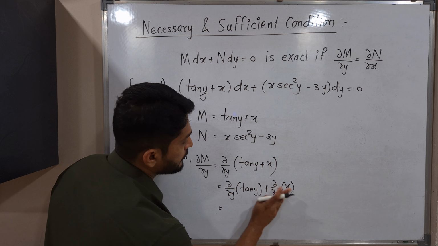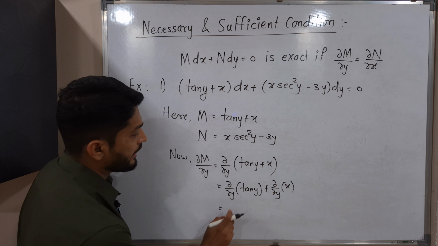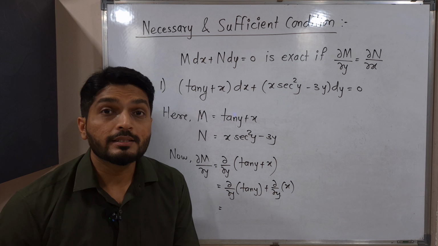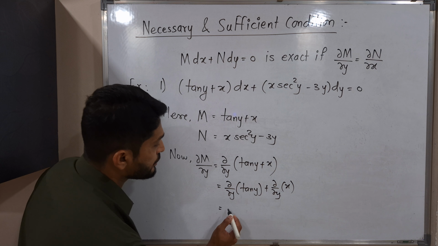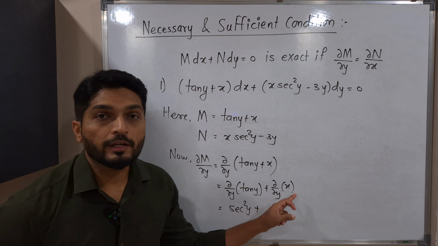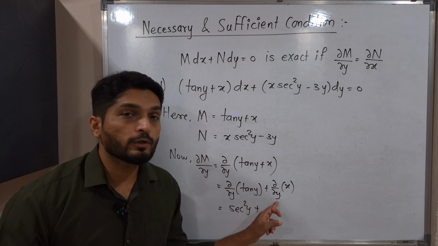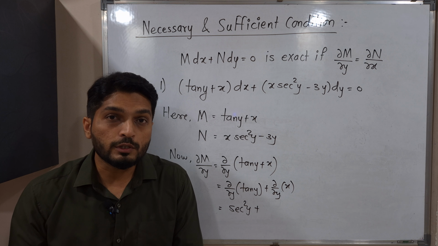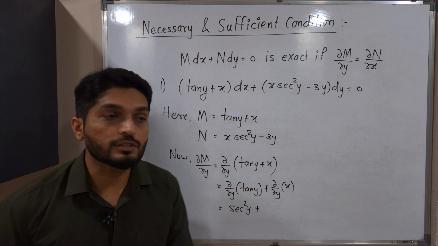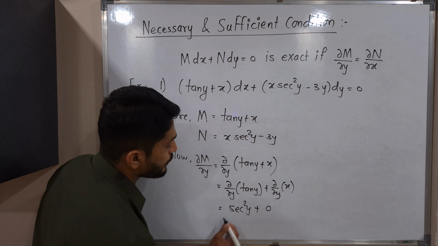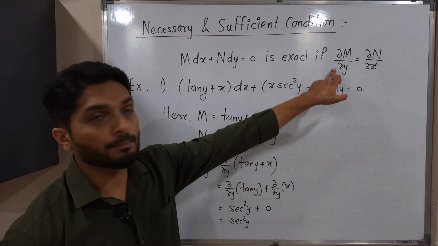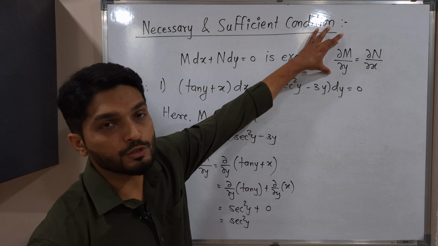See, we are finding the derivative with respect to y, right? The derivative of tan y is sec² y, so I should mention here sec² y. We are finding the derivative of x, but with respect to y. When we find the derivative with respect to y, x is a constant, and the derivative of a constant is always 0. So 0 + sec² y, that is sec² y. So half the task is completed: we found the derivative of M with respect to y.